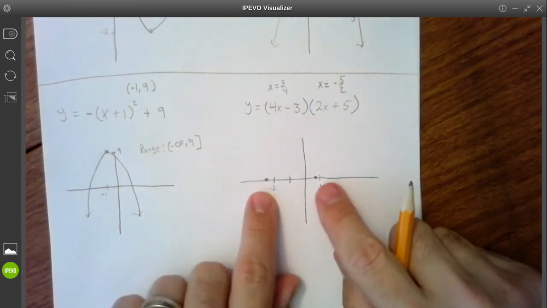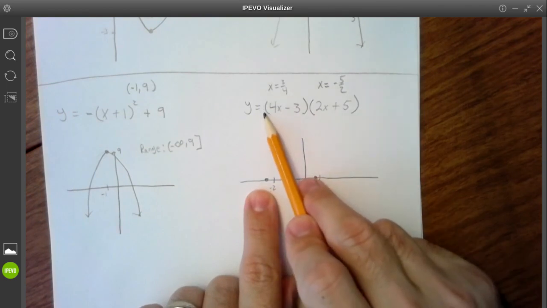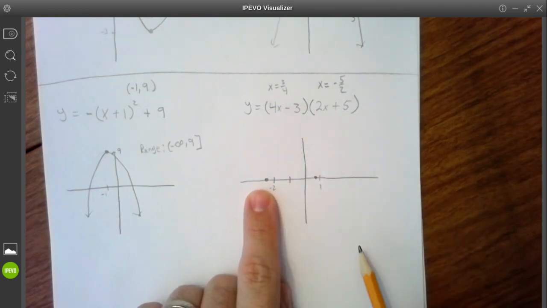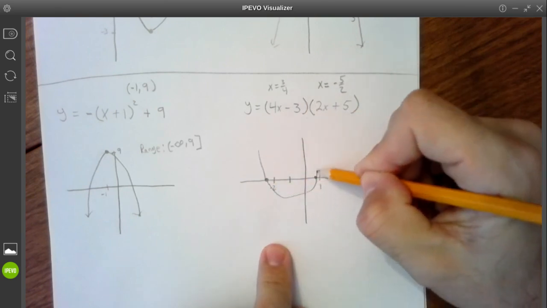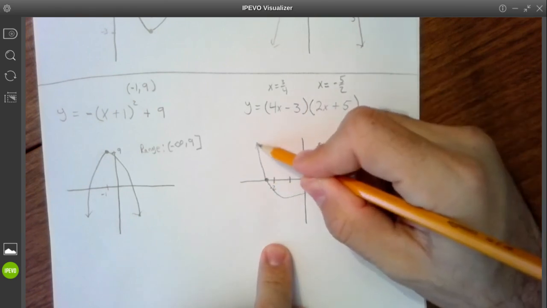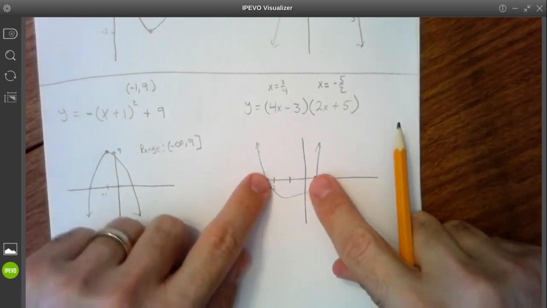All right. So I know it crosses through those 2 points, and because my a right here is positive, I know that it's going to be opening upwards. So it's going to look something like this. I don't know how far down it goes, but I know that it crosses those 2 points and it opens up.